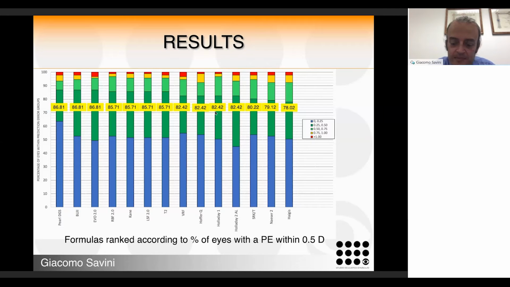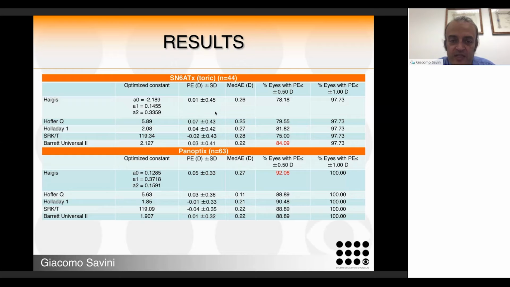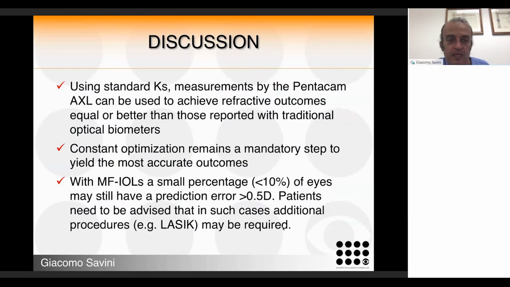These are the results for the toric and the multifocal IOLs, and look, I did not do such an extensive analysis, but we had an unbelievable, really unbelievable percentage of around 90% of cases within half a diopter. So using the standard case and all the measurements by the Pentacam AXL, based on our data, demonstrates that you can achieve excellent outcomes if you optimize your constants.